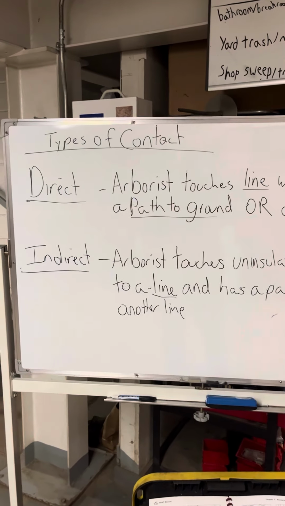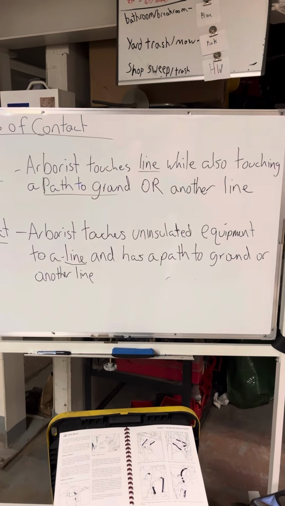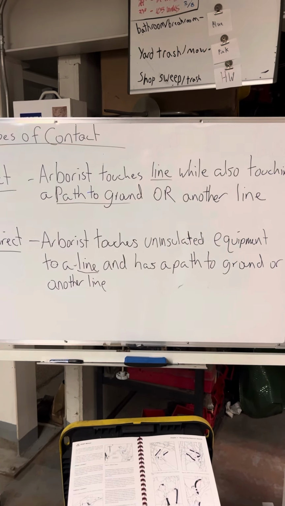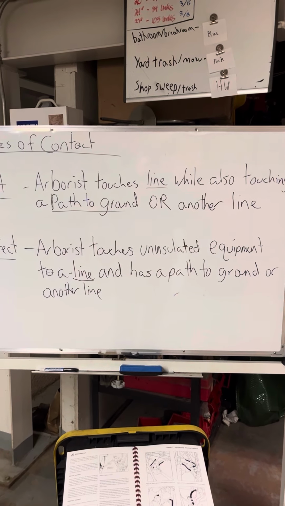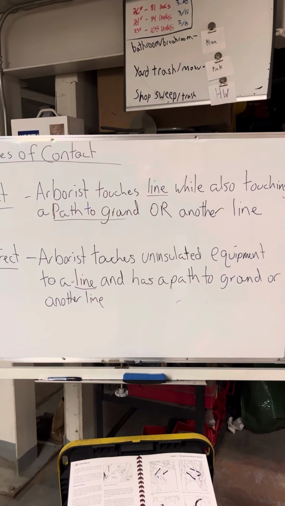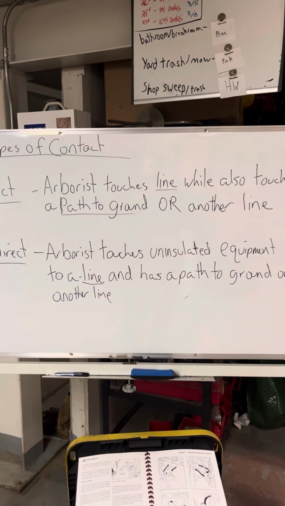The other type of contact is indirect, where an arborist touches an uninsulated piece of equipment like a wet pole saw or like a hand saw, or an uninsulated bucket, let's say. So it touches an uninsulated piece of equipment to a line and has a path to ground, or touches another line.